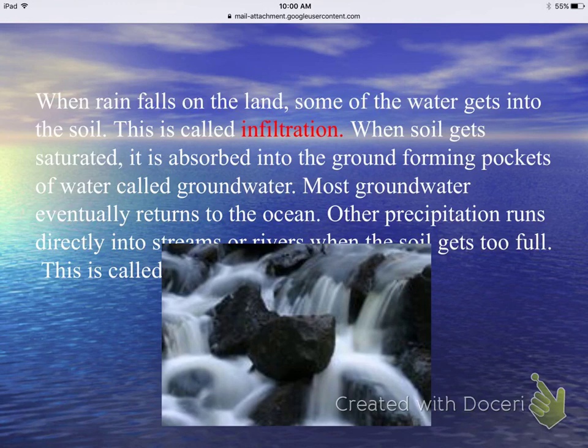And whenever all the water gets into the ground, it forms pockets called groundwater. So groundwater is whenever the water gets down into the soil and starts to form pockets of water. Most groundwater eventually returns to the oceans, but sometimes the precipitation is going to run directly into the streams or rivers whenever the soil gets too full. If the water seeps down into the soil and the soil is holding as much water as possible, then it can't hold any more and the water will end up running off of the surface, and this is called runoff.